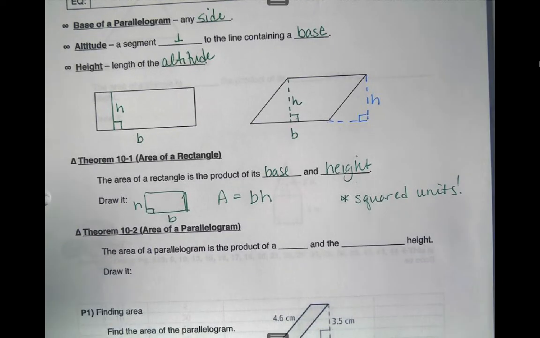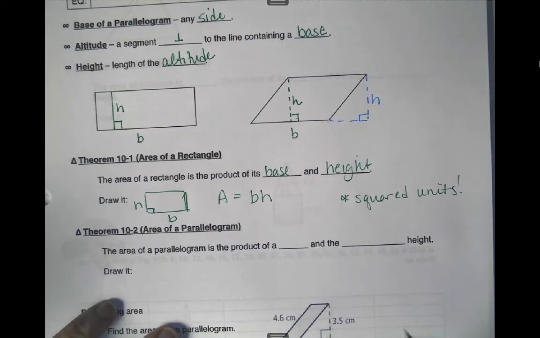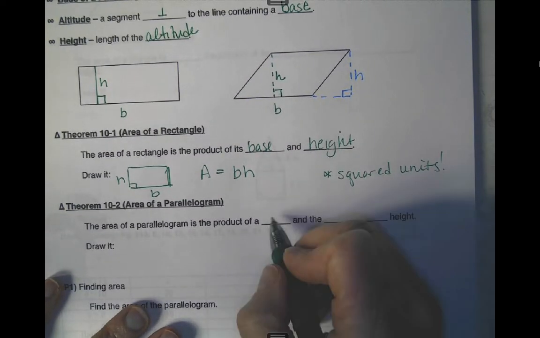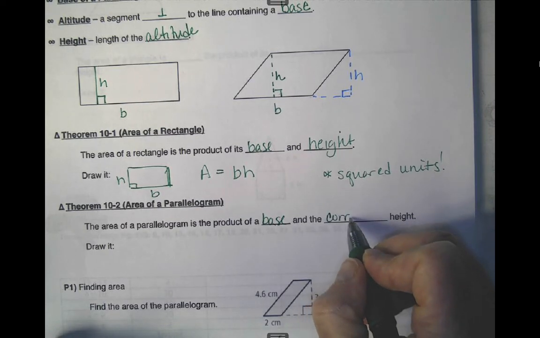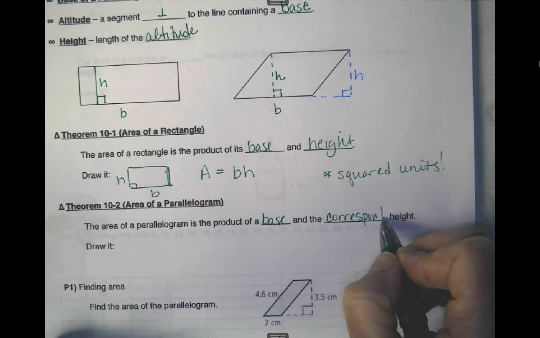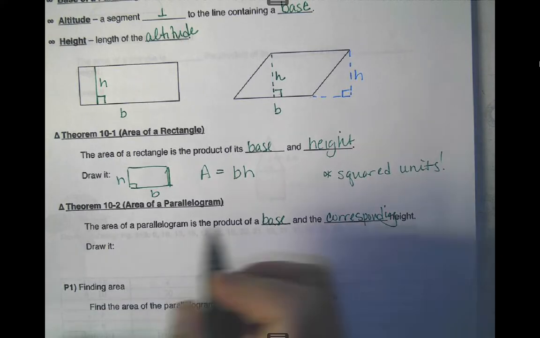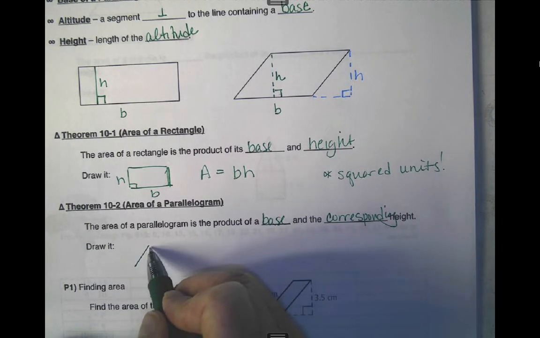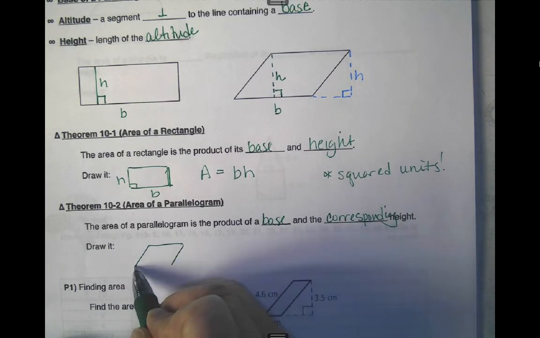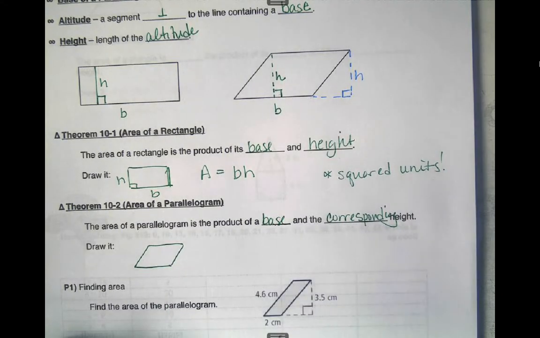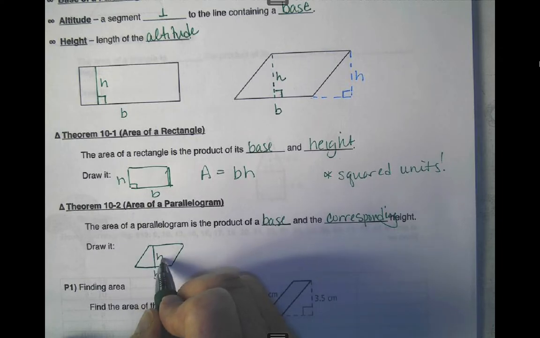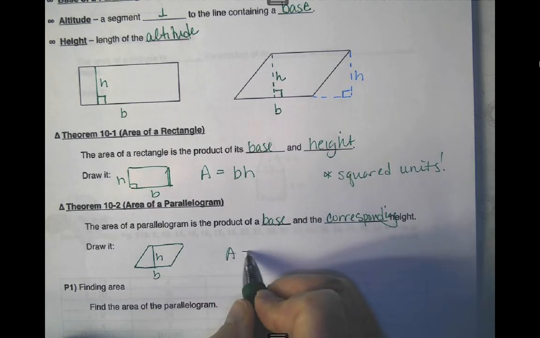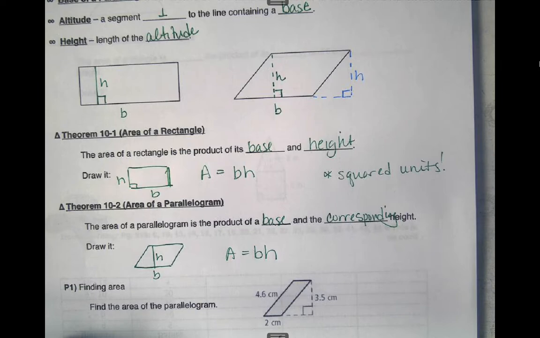Don't forget, when you're finding the area, the units are squared units, okay? The area of a parallelogram is also the product of a base and the corresponding height. So draw it. There's my height, and the area, again, is just base times height.